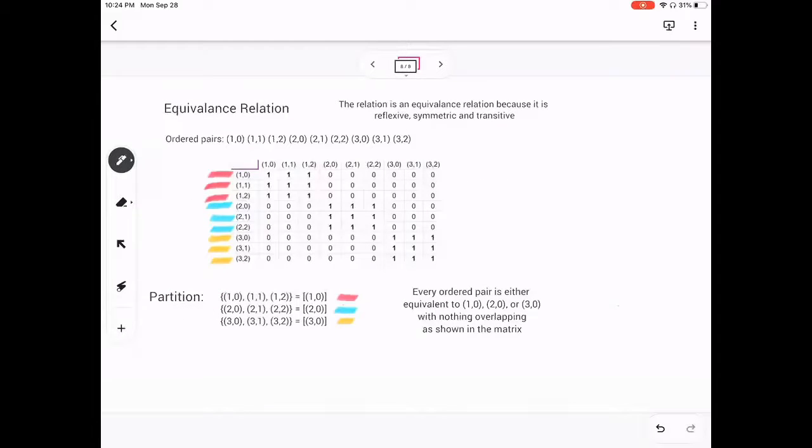The relation is an equivalence relation because it is reflexive, symmetric, and transitive. The first three rows in the matrix, (1,0), (1,1), and (1,2), are a set, and the second set is (2,0), (2,1), (2,2). The third is (3,0), (3,1), (3,2). These three sets form a partition of the relation. Every ordered pair is equivalent to (1,0), (2,0), or (3,0), with nothing overlapping as shown in the matrix.